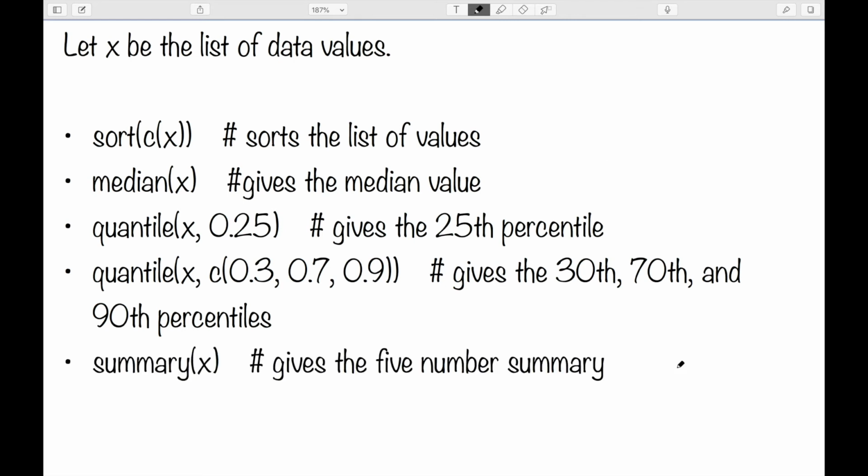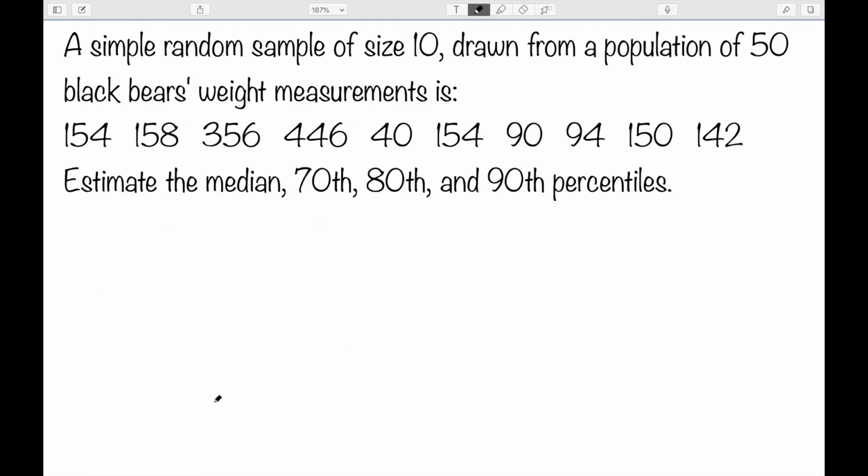Finally, summary(x) gives what's known as the 5-number summary. The 5-number summary includes 5 numbers: the minimum value, Q1, the median, Q3, and the maximum. So let's look at a quick example of this. Let's consider our black bear measurements like before, and this time I want to estimate the median, the 70th, 80th, and 90th percentiles using R.